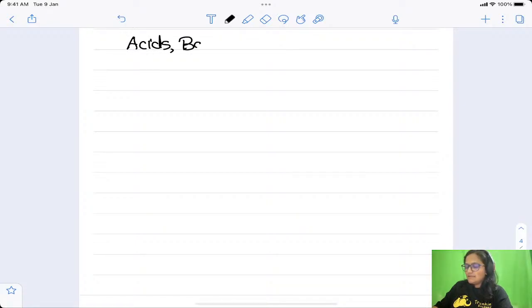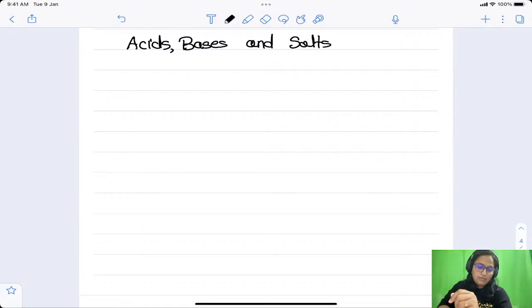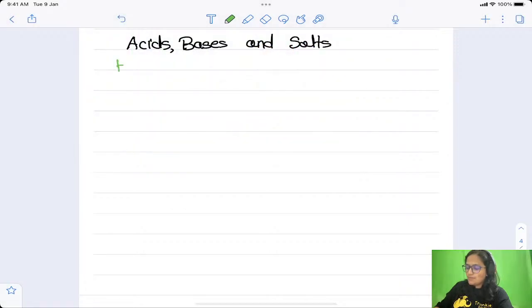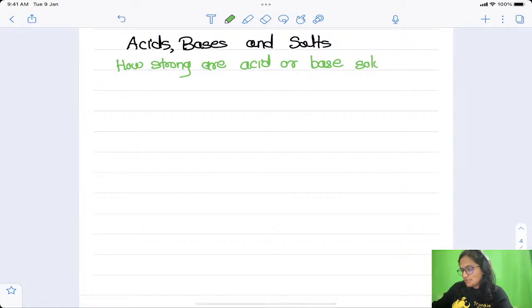Acids, bases and salt. This is the title of the chapter to which this topic belongs. The title of the topic for today's discussion is: how strong are acid or base solutions? How strong are acid or base solutions, right?